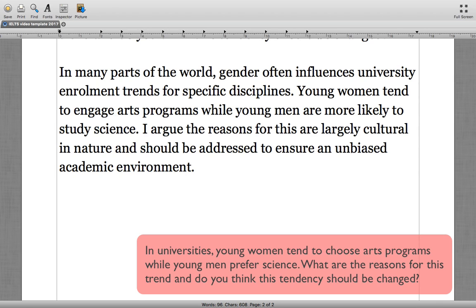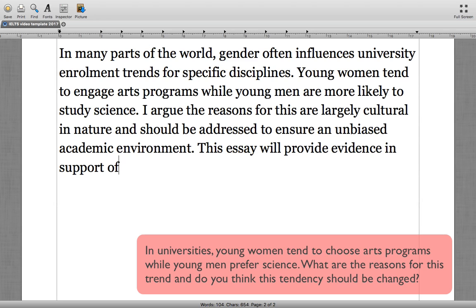So I'm also going to share an outline sentence, just to give the essay a sense of organization, really. So I'm just going to say this essay will provide evidence in support of this position.